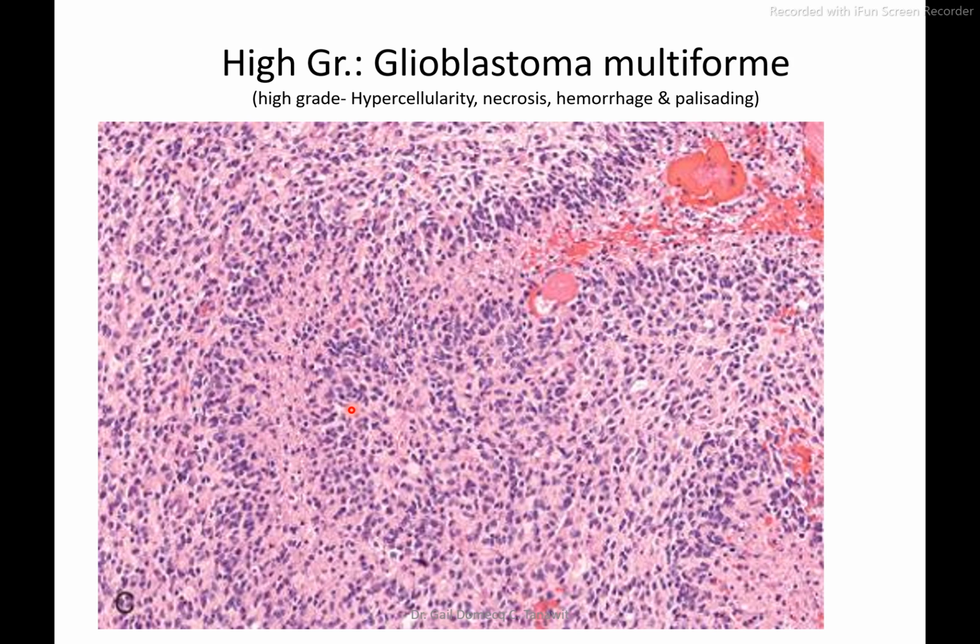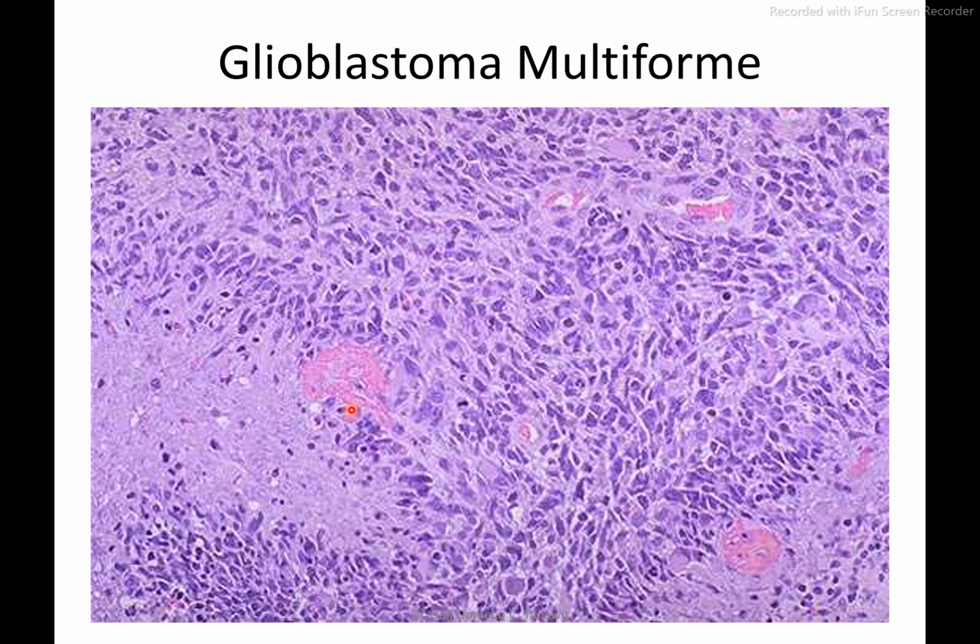So, hypercellularity, necrosis, hemorrhage, and palisading will all point out into a GBM. Of course, you should have a brain specimen. So, yun. Hypercellularity, palisading, hemorrhage, and necrosis, all in one. Now, a higher view, a closer view. Okay. So necrosis, we have hemorrhage, hypercellularity, and we have this palisading.